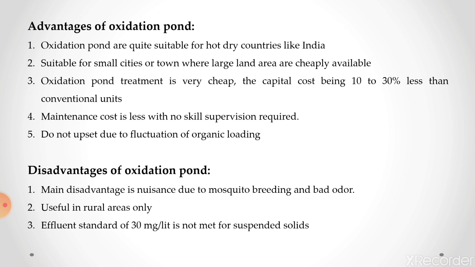But it has certain disadvantages also. So what are those? The main disadvantage is nuisance due to mosquito breeding and bad odor. Useful in rural areas only. Effluent standard of 30 mg per liter is not met for the suspended solids.